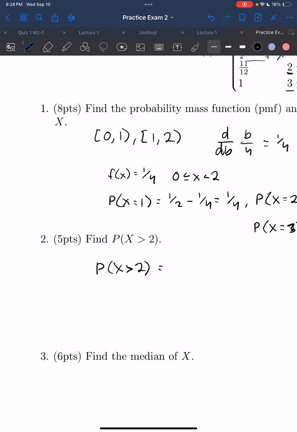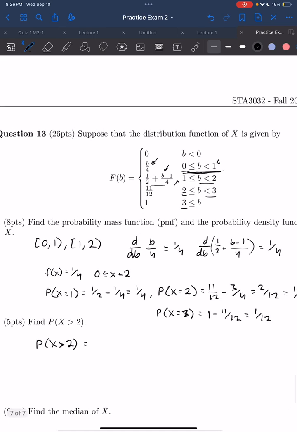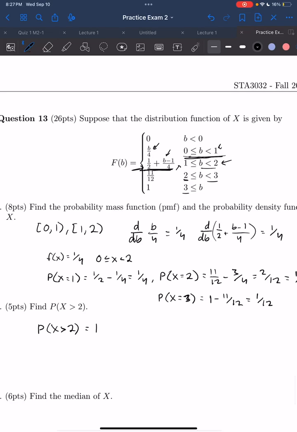So to solve for this, all we really need to do is find, since this is a cumulative distribution function where b equals 2, the values over here contain the probability at b equals 2 and all of the probabilities from before it. So what we need to do is take 1 minus f of 2.